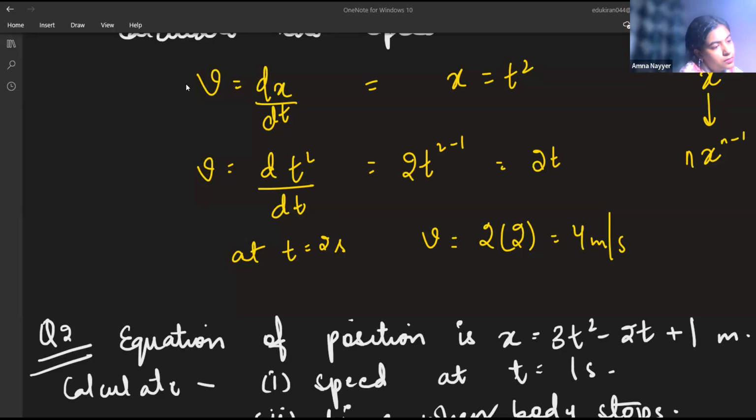Did you get my answer? Yes, Sarah. Correct. Very good. Now you just have to put the value of t as 1 second. Differentiation part is absolutely correct. Others, only Sarah knows this.